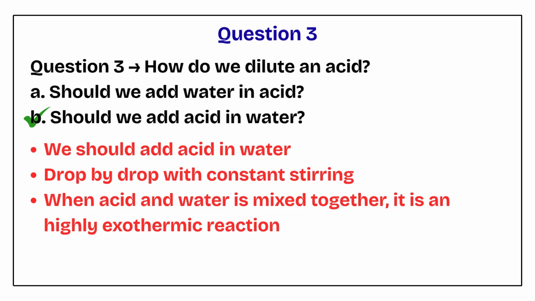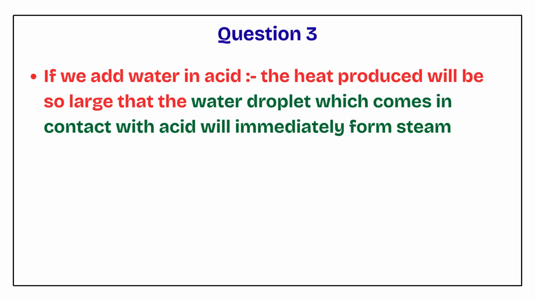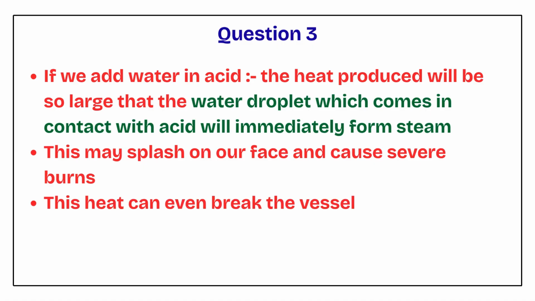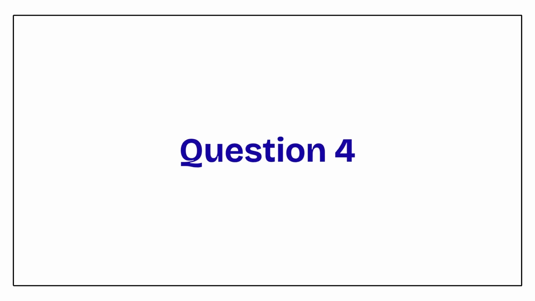This is because we all know when acid and water mix together, it's a highly exothermic reaction. And as a result of which, if we do the reverse, that is, if we add water in acid, the heat produced will be so large that that water droplet which comes in contact with acid will immediately form steam that may splash on our face and may cause severe burns. Also, this heat can even break the vessel. So we have to understand that to dilute an acid, we must put acid in water drop by drop with constant stirring.